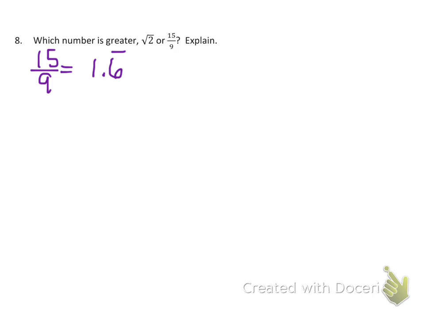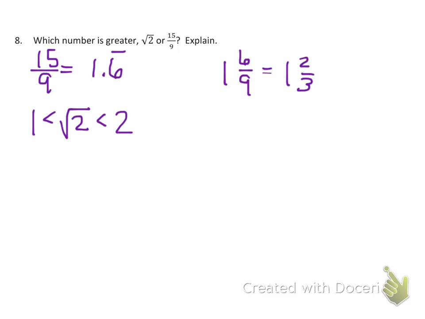Okay, and the way I would do this one is to think of 15 ninths as 1 and 6 ninths, which is equal to 1 and 2/3. And 2/3 is one of those repeating decimals that I've memorized. So I know this is 1.6 repeating without having to do the division. Okay, so I know that. But what about square root of 2? I know that the square root of 2 is greater than 1 because 1 squared is 1, and I know that it's less than 2 because 2 squared is 4.